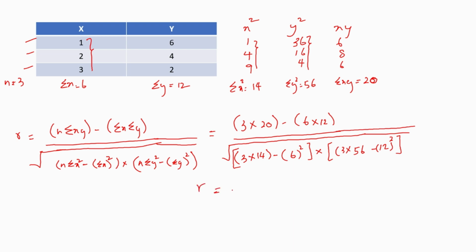So this equals minus 1. This means x and y have a perfect negative linear relationship, which means when the x value increases, y decreases. When the x value decreases, y increases. This is how we can find Pearson's correlation coefficient between two variables.